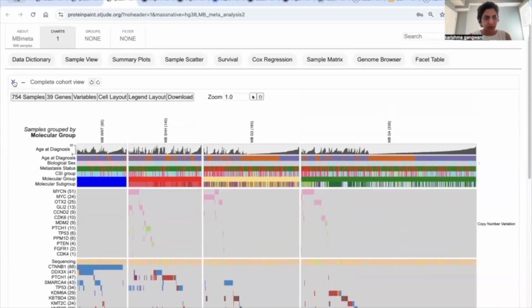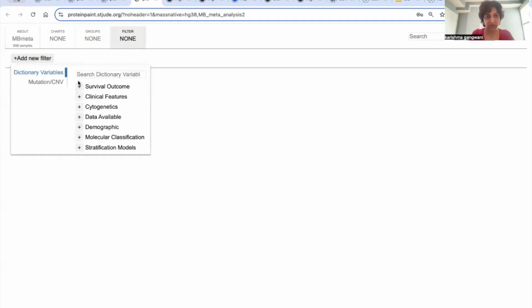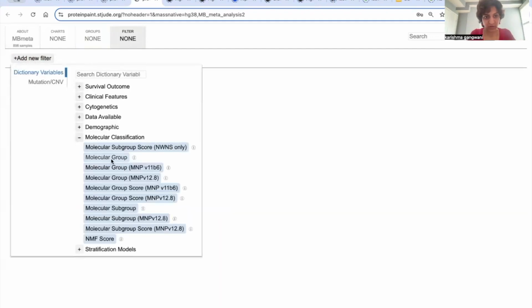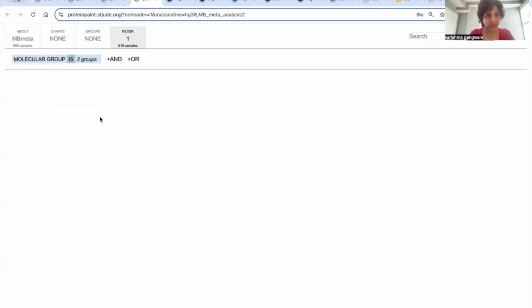For that, I am going to close this matrix. To assess the impact of MYC amplifications versus ISO 17 on survival outcomes, we can create groups based on mutual inclusivity versus exclusivity, using both of these factors. To do that, we will first filter for group 3 and group 4, because MYC amplifications as well as isochromosome 17 are restricted to this group of tumors.